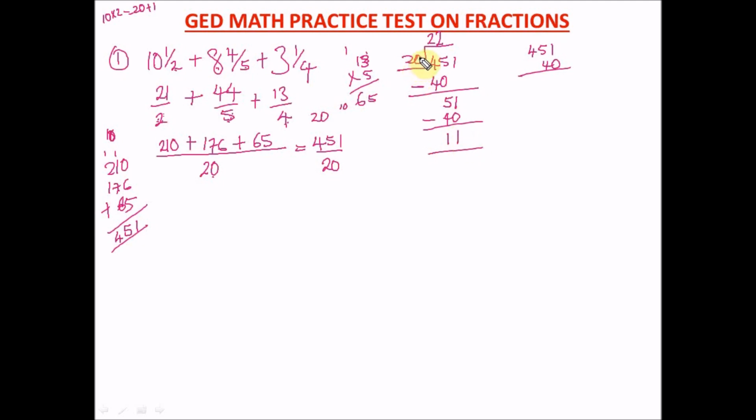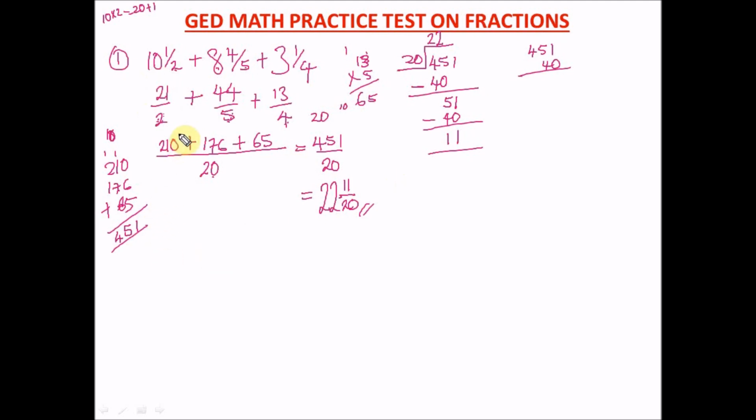All right, and this is our quotient. So 20 can go in 451 how many times? It can go 22 times, which is the 22 whole number. And what is our remainder? Our remainder is 11. You drop your remainder as your numerator, divided by our denominator, which is 20. So this is how you convert an improper fraction to a mixed fraction. So this is the answer for this first question.